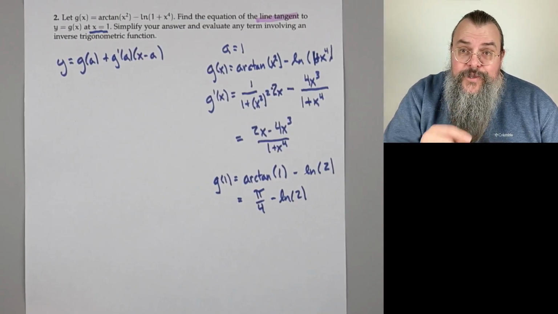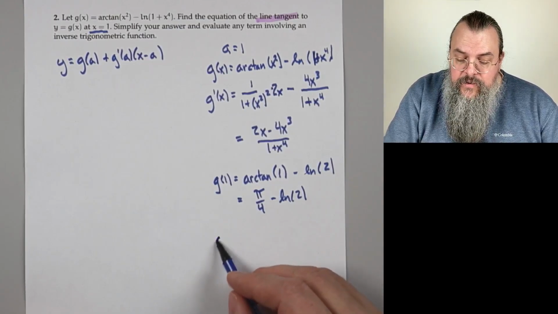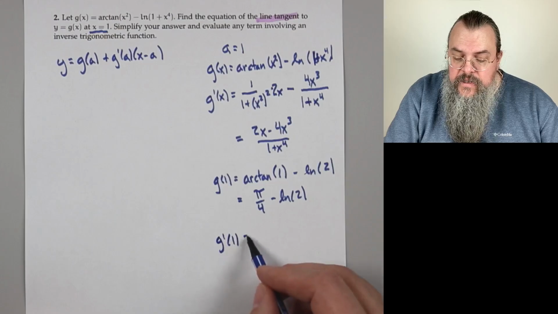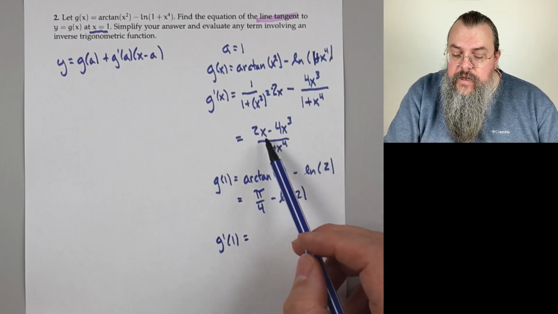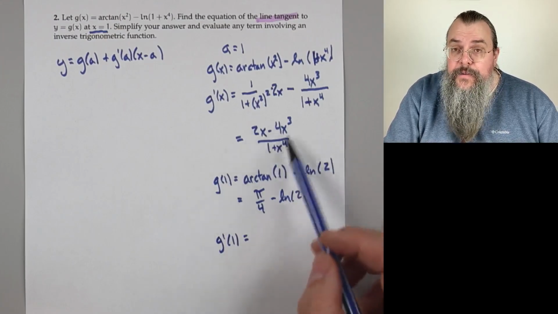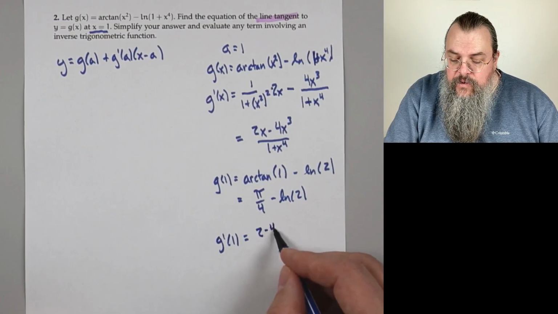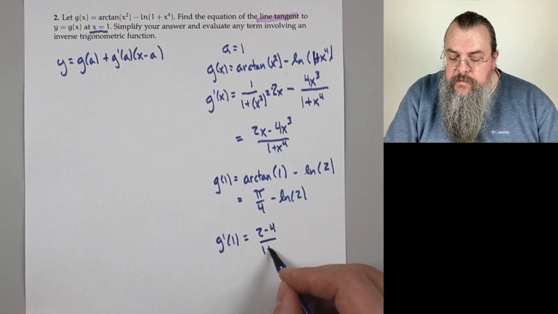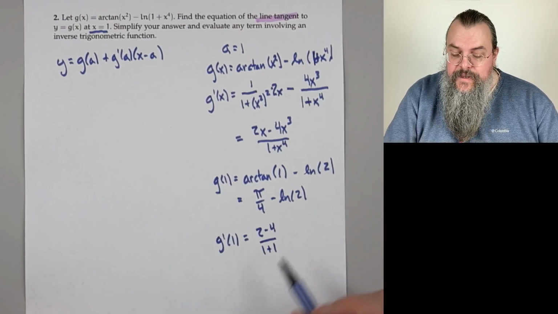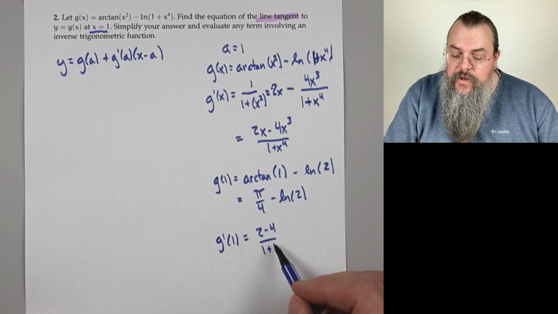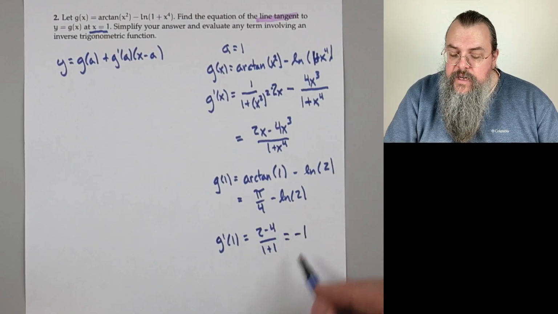And now g prime of 1. So g prime of 1 is equal to what? Well, you plug in 1. The nice thing is plugging in 1 into polynomials is pretty easy. So it's going to be 2 minus 4 over 1 plus 1. Well, that's minus 2 upstairs, 2 downstairs. So you end up with a minus 1.